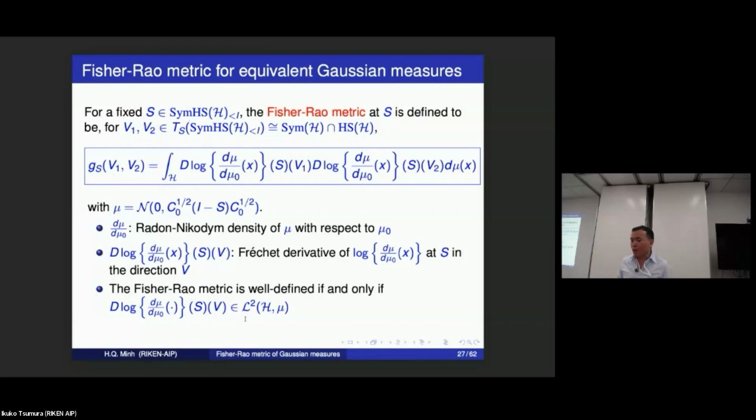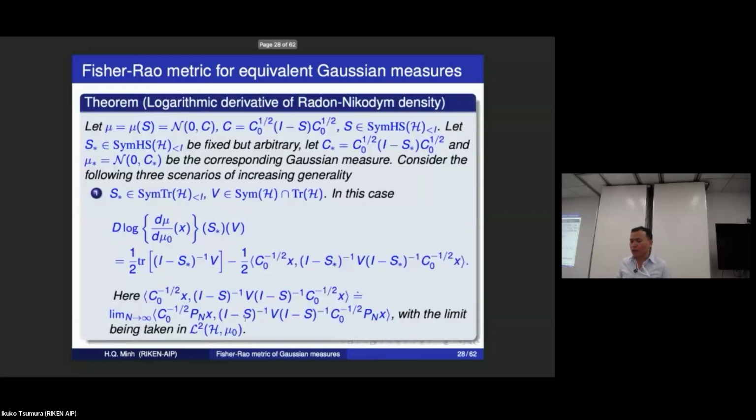And in some cases we can compute it. So in the case when S is trace class, for example, we can compute. This is the expression here. Now remember that this operator is actually unbounded. The C0 inverse is actually unbounded. So this expression is not defined by itself. It's actually defined by a limiting process in L2. So this is the limiting process. Otherwise, this one is unbounded.